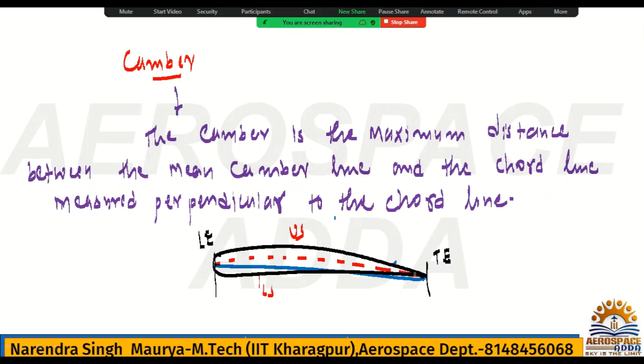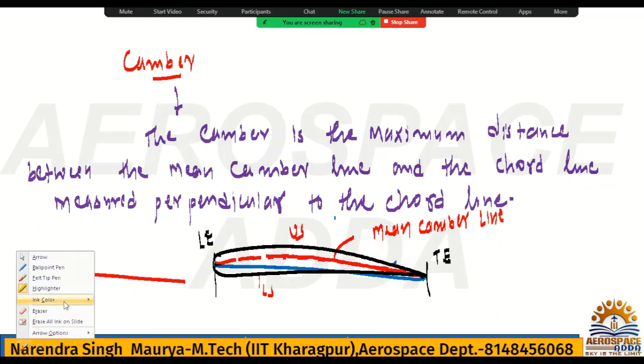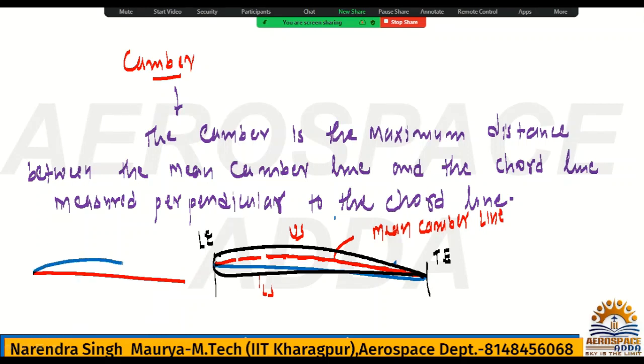Like this. Okay, this is what I mean by camber line. Yes or no? You can check here. Even if this is the chord line, somewhere here will be the mean camber line. This is the leading edge, and this is the trailing edge.